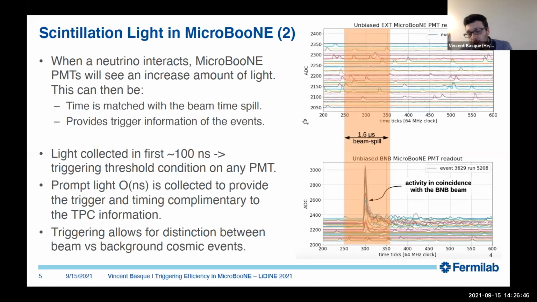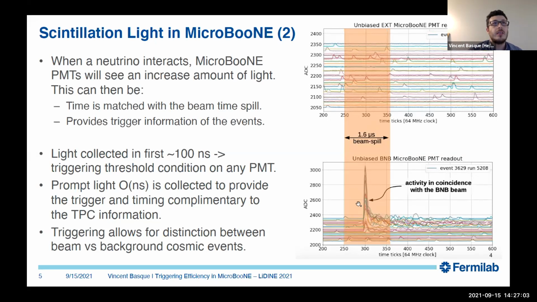So obviously, when we have neutrinos that interact in the LArTPC, the PMTs will see an increased amount of light, and then we can use this light that we see to time match it with the beam spill obtained from the external division. And that provides us trigger information for these events.